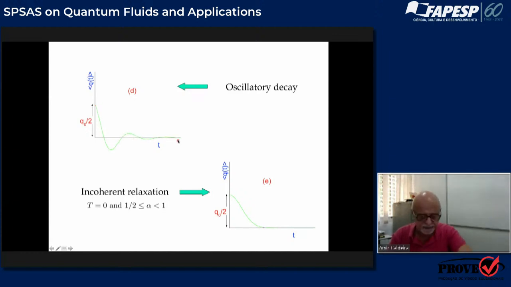So one can start to guess, if I want to play with these as qubits, for instance, this is the region which will be very interesting. Because here I can have coherent oscillations, and then I can make use of that in technical terms. But we will return to this point later, actually tomorrow. And then we have incoherent relaxation between alpha half and one.